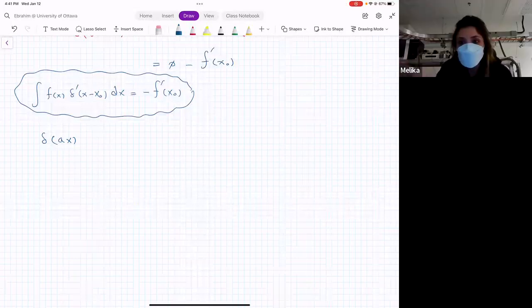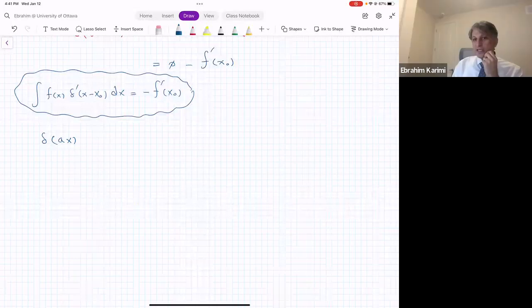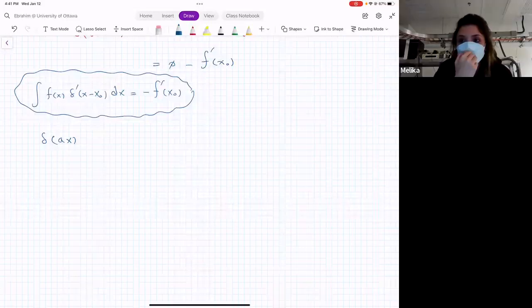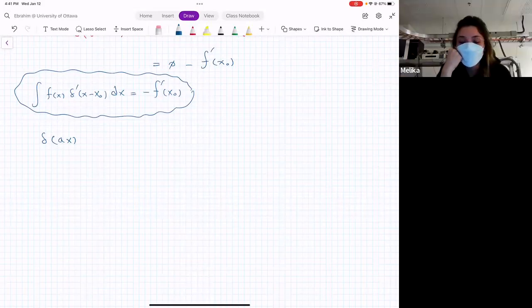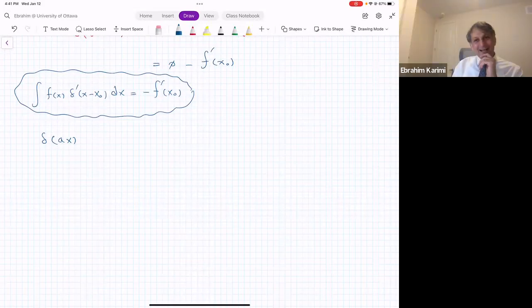It seems like A comes out. A can come out, really? Yeah. It's like a line, and then that line we're going to multiply by A. It's not an easy job, Melika. Okay. Isn't the answer like 1 over the absolute value of A squared or something?